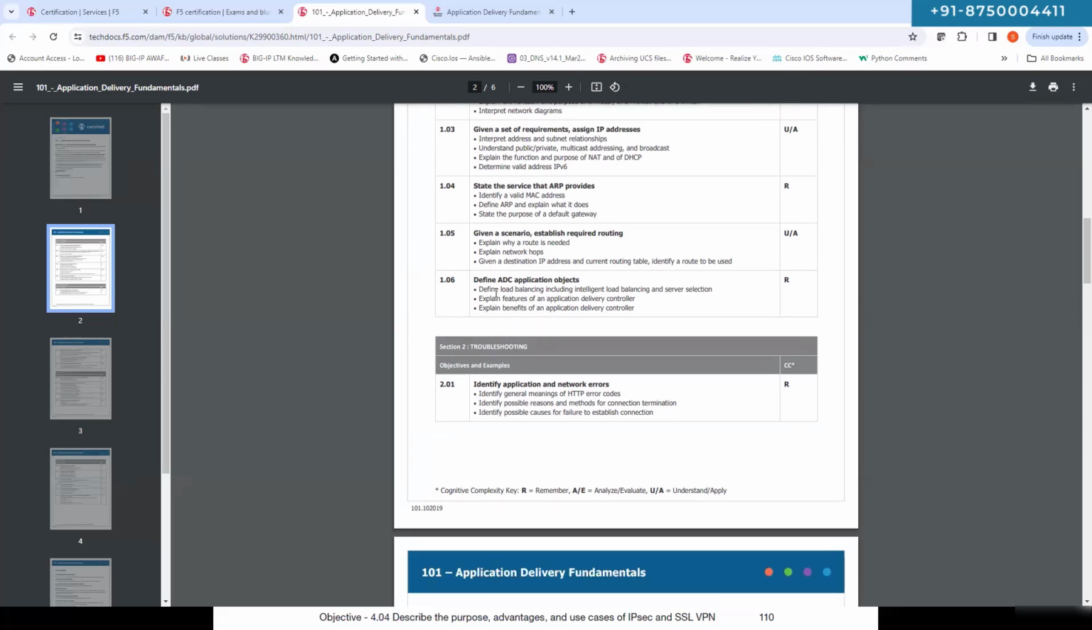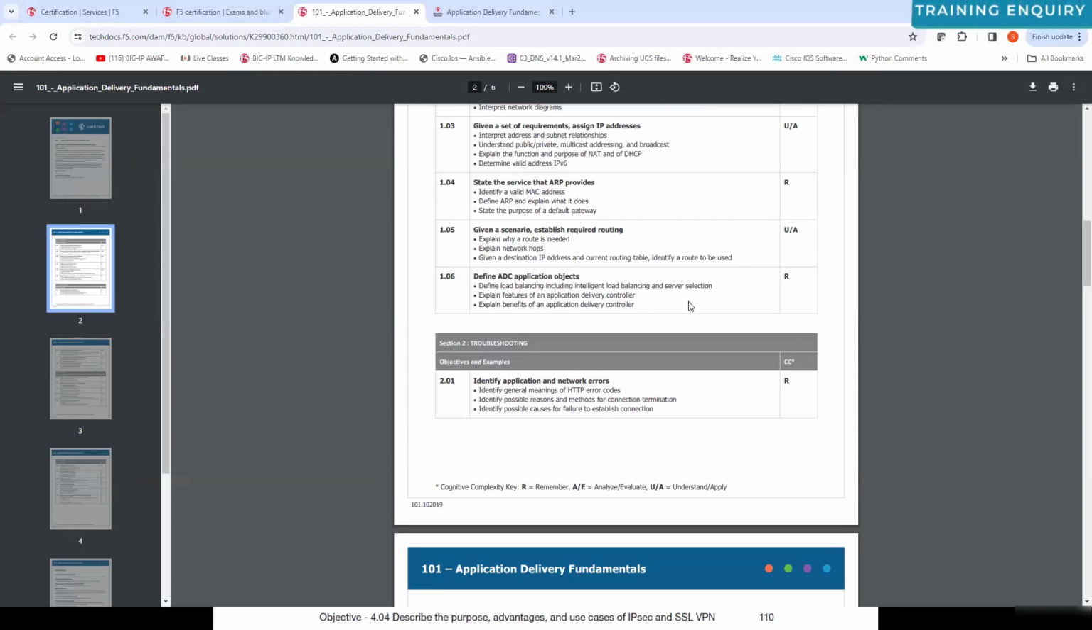Then 1.06 is all about the ADC application objects, like what are application delivery controllers, the benefits of application delivery controllers, and why we should use the load balancer. So when we say application delivery controller, ADC, we are talking about the load balancers here, right?